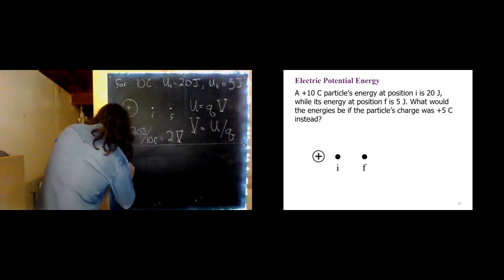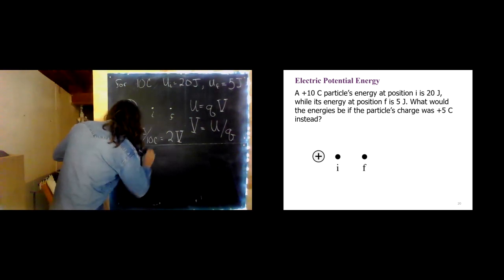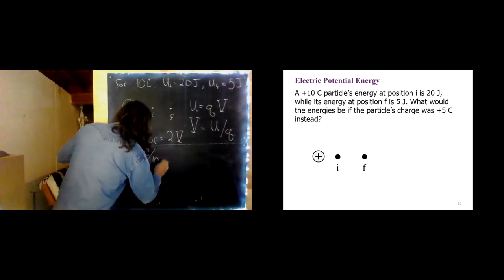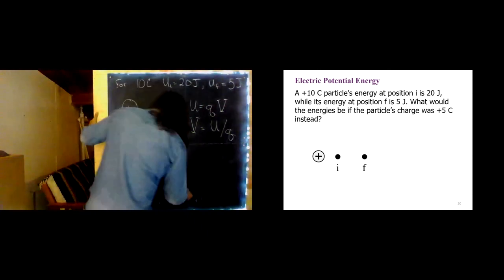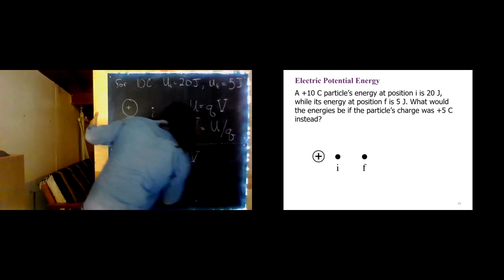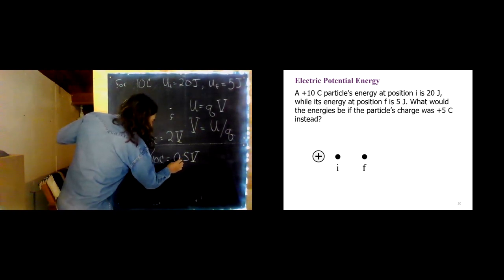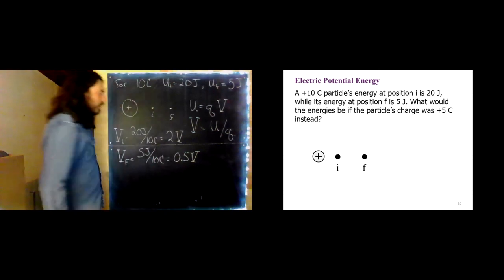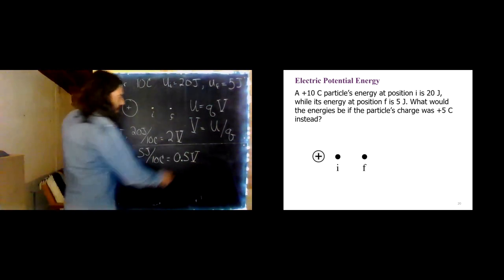The final is 5 joules divided by 10 coulombs equals 1/2 of a volt. So that's 0.5 volts. All right, 0.5 volts.